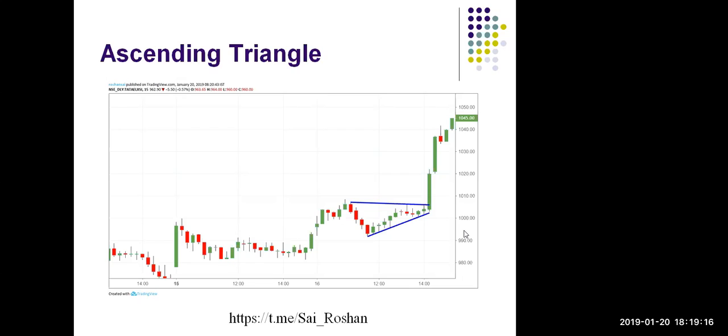So that's, once again, because it's a bilateral pattern. Now it breaks the top of the triangle, and you can see the result for yourself. Okay, so bilateral pattern again.